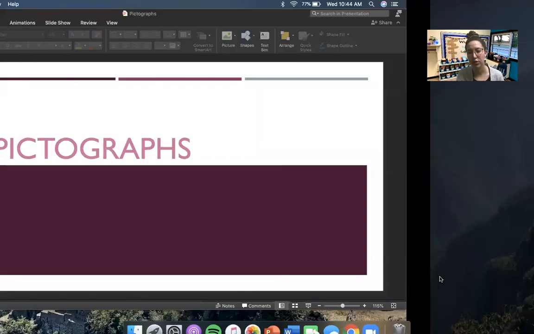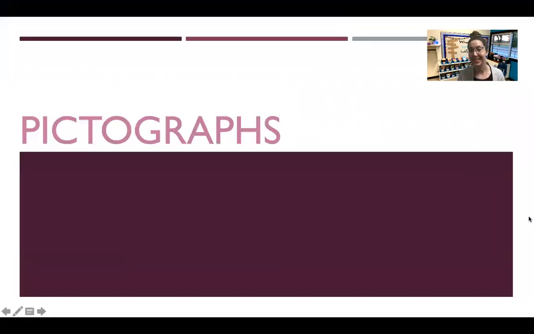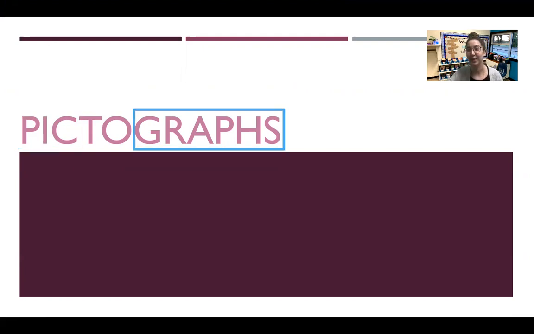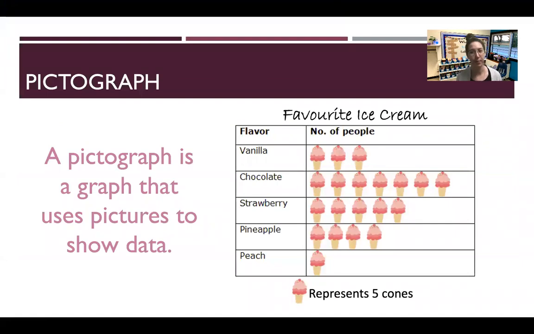Today, I brought you here because I would like to teach you about pictographs. A pictograph is exactly what it sounds like, pretty much. The first thing I hear is a pic or a picture. And the last thing that I hear in this word is a graph because it is a graph. The definition of a pictograph is a graph that uses pictures to show data. That's the most important part.